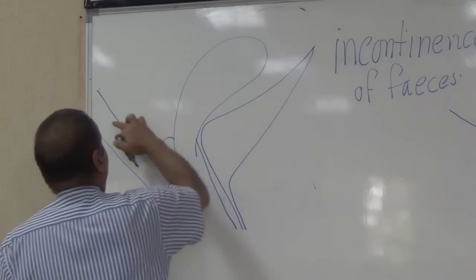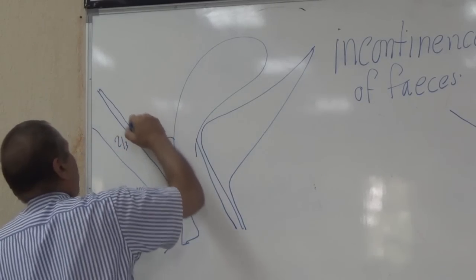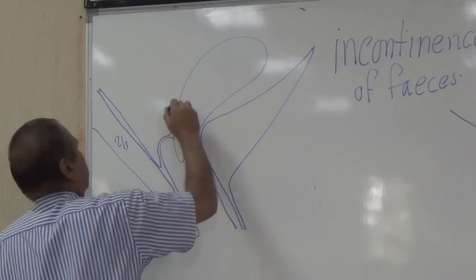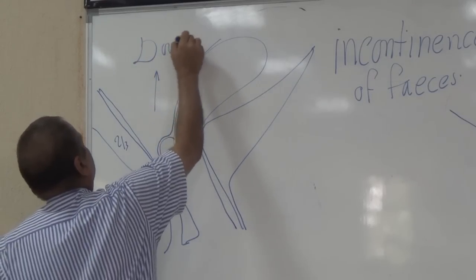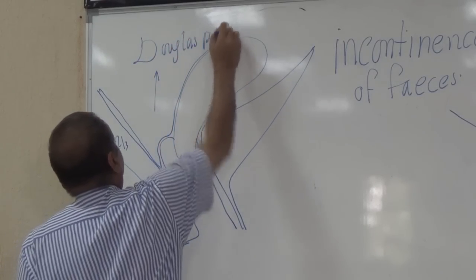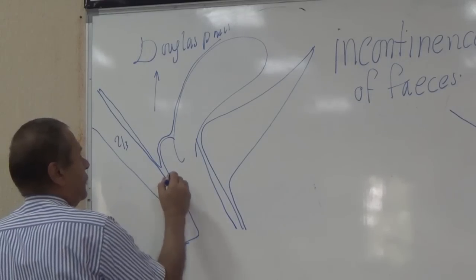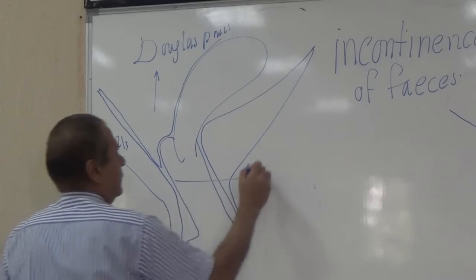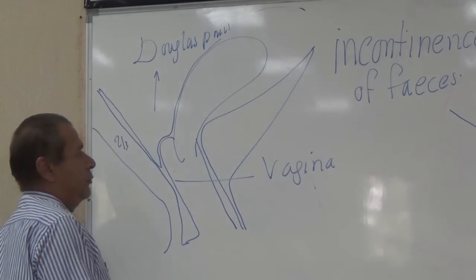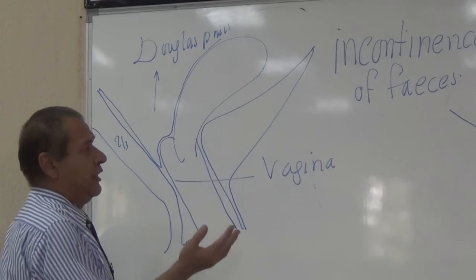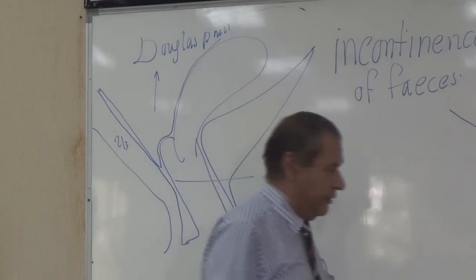I'll find the upper two-thirds of the rectum in female is related to this pouch, and this pouch is called the Douglas pouch, which contains small intestine or large intestine. The lower third of the rectum is related to the vagina posteriorly. This is the anterior relation in male and female, and the posterior relations are the same in male and female.